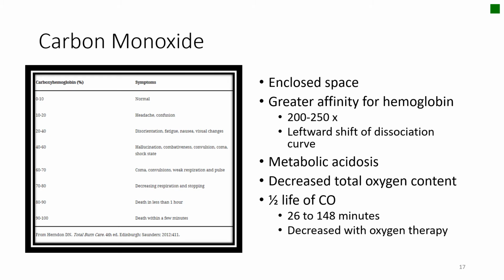Carbon monoxide also increases the stability of the oxyhemoglobin molecule, so there is a decreased release of your oxygen to your tissues, which results in a leftward shift of your oxygen dissociation curve. Pulse ox, remember, cannot detect this. They do not detect carboxyhemoglobin. And the half-life of your carboxyhemoglobin is variable. Different texts will say different things, but your NAGLE Help text says 26 to 148 minutes.